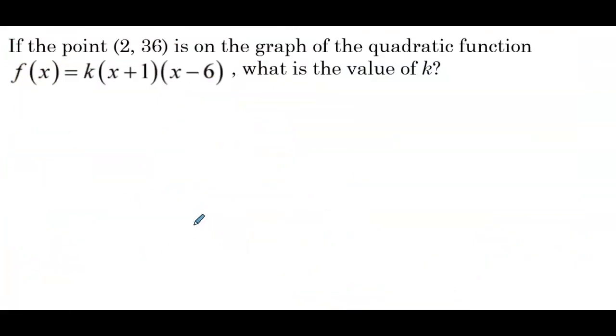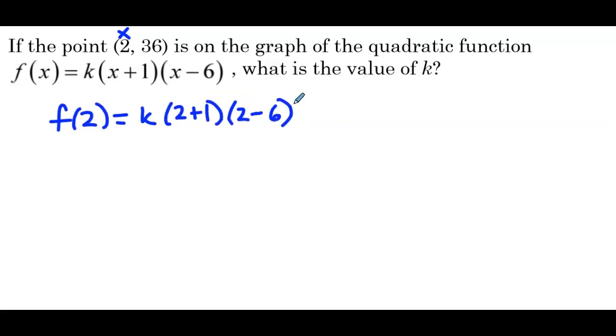Our last example: if the point (2, 36) is on the graph of the quadratic function f(x) = k(x + 1)(x - 6), what is the value of k? So if we know that this point is on the graph of this function, we can plug that point in. So 2 would be our x, and we would have f(2) = k(2 + 1)(2 - 6). But based off the point that they gave us, we know that f(2) is equal to 36, written out in function notation.